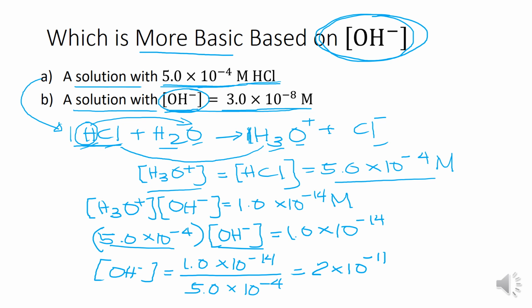Now we can compare that with the hydroxide ion concentration for the second solution. So we have here 3 times 10 to the negative 8, and for the first solution, we have 2 times 10 to the negative 11. Since 10 to the negative 8 is greater than 10 to the negative 11, then the second solution is more basic.